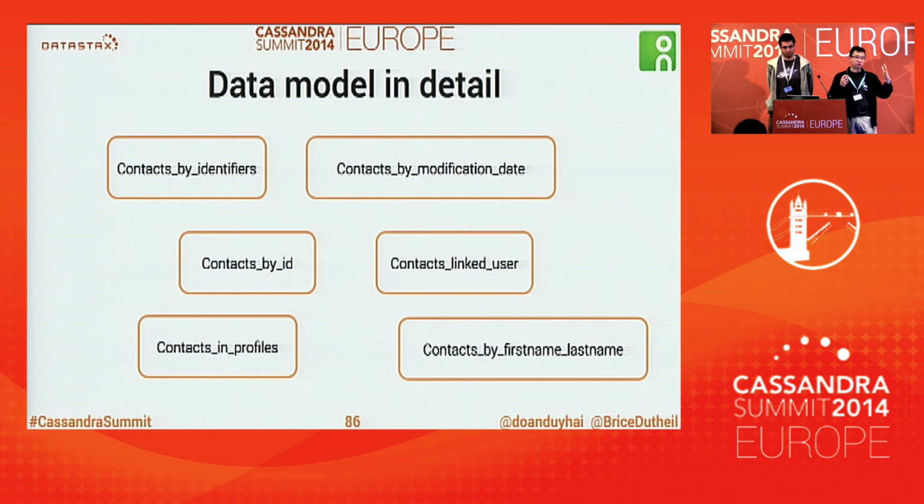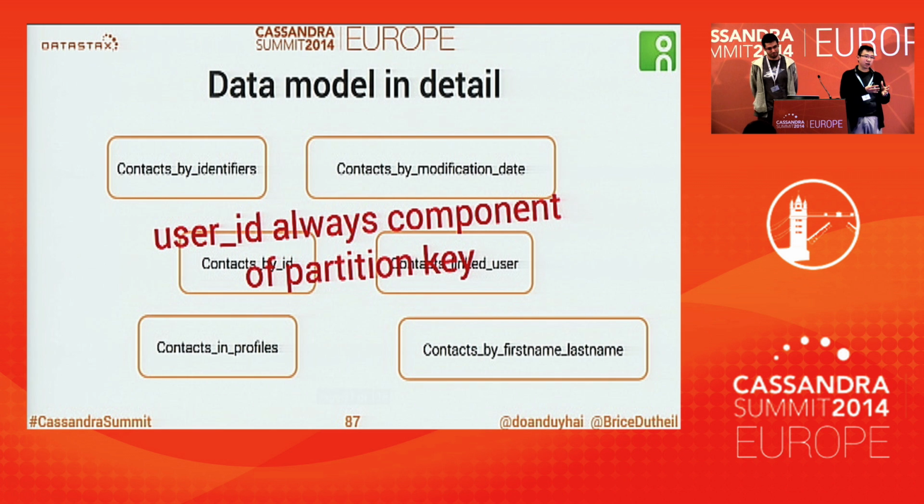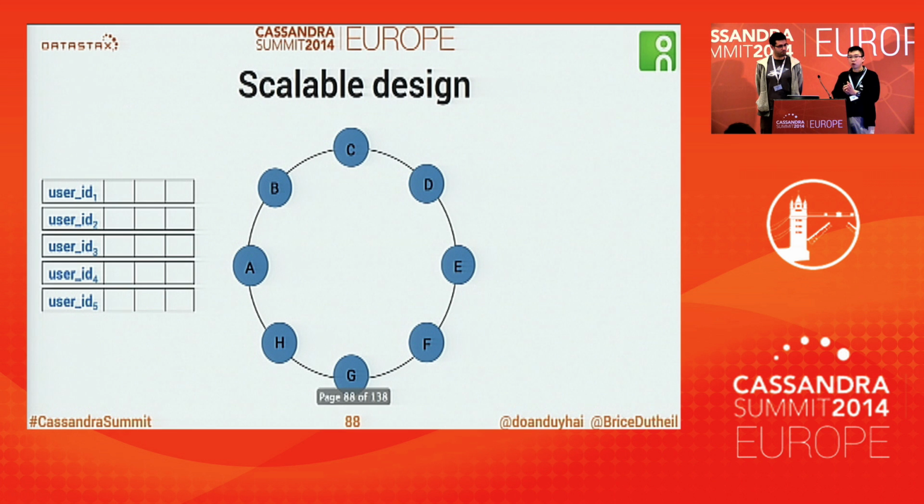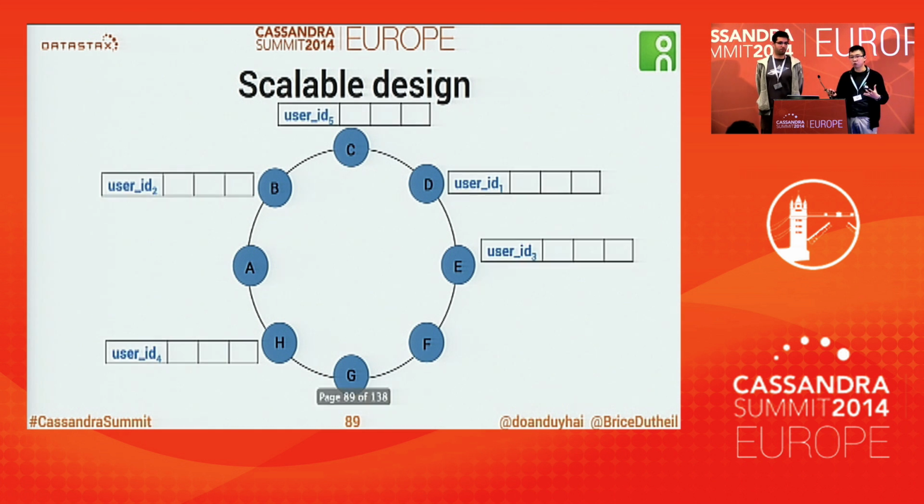So this is the data model in detail. You can see here some denormalized tables. In fact, most of them are for searching. Search contact by identifier, by ID, of course, but also by first name and last name, and so on. We try to put the user ID as part of the partition key, because we want to be able to scale out. If in the future the number of users increases a lot, we will just add new nodes into the cluster, and Cassandra will distribute all those loads evenly.